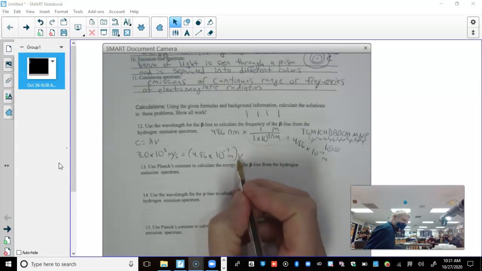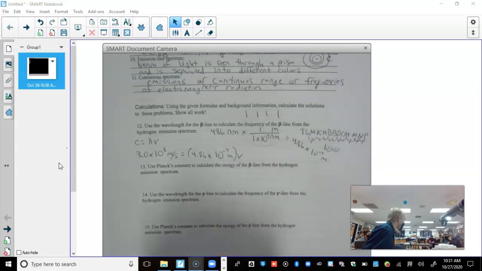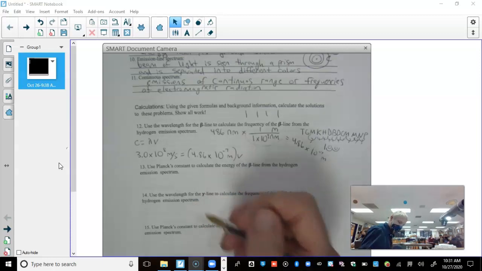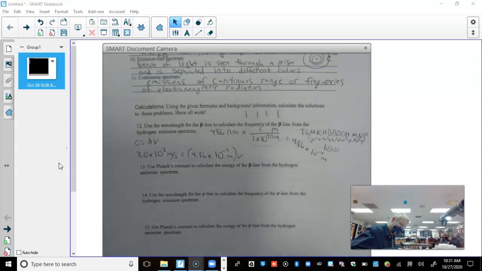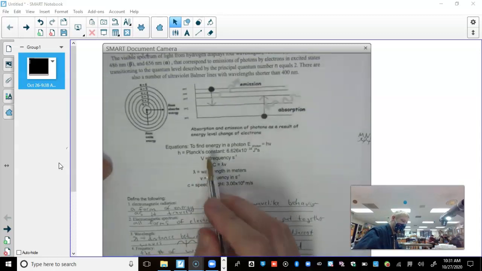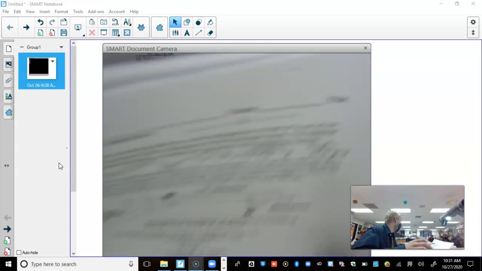Do we divide both sides by V or by 4.86? Wait, is capital V and lowercase v pretty much the same thing? They're the same. Technically it's going to be lowercase v, because it says capital V equals frequency in s to the -1, and then lowercase v is the frequency in s to the -1. They should be the same. It was probably messed up when it got converted from PDF.